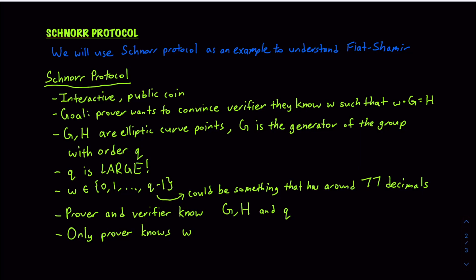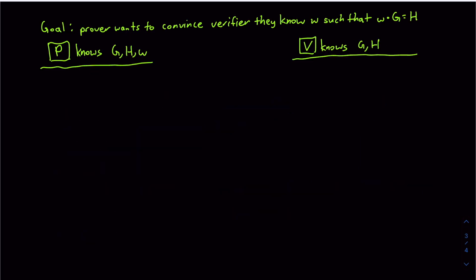Just to make sure we're all on the same page. So we have an elliptic curve group with a large order Q and a generator G. There's another point in the group, which we call H. The prover's goal is to convince the verifier that they know a value W such that W times G equals H. Both the prover and verifier know G, H, and Q, but only the prover knows W, which is a secret. So how does the Schnorr protocol actually work? Let's walk through it step by step.